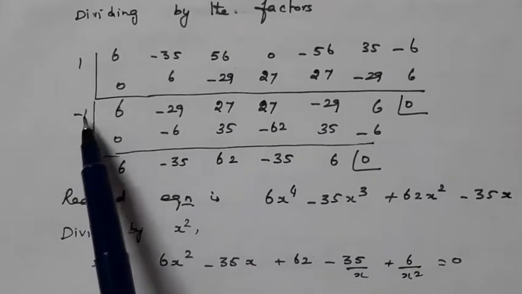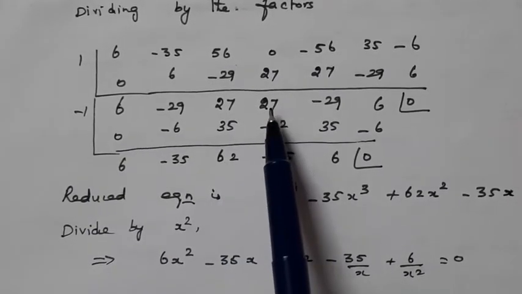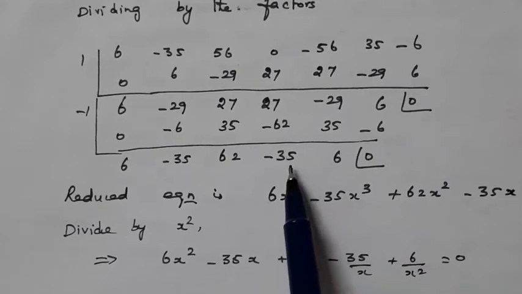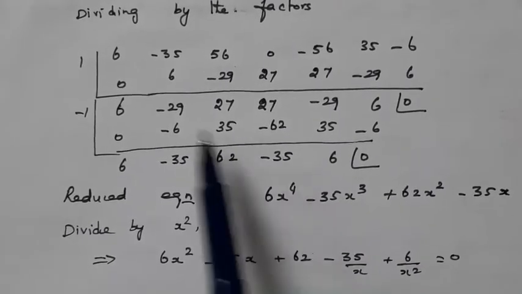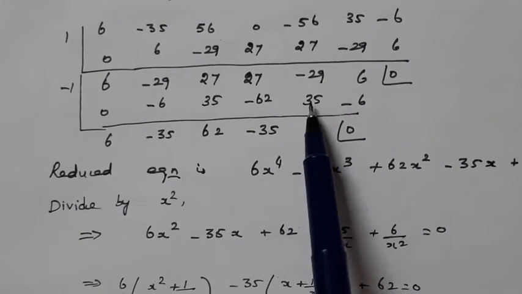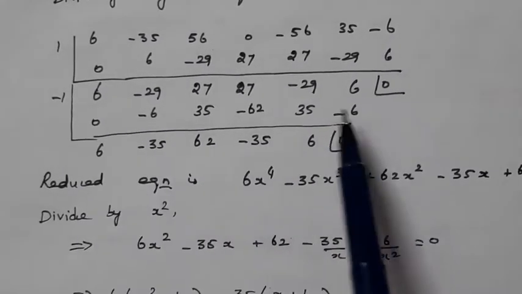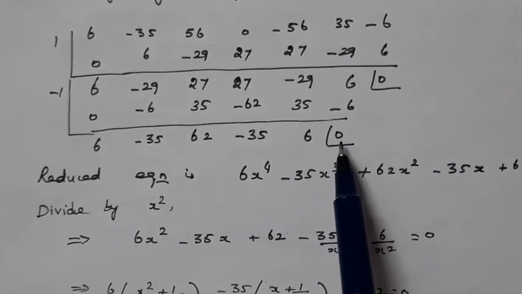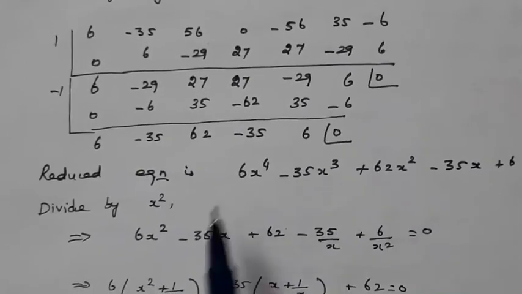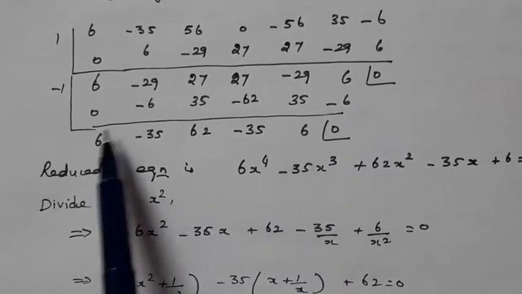Then 1 into minus 1 into 62 is minus 62. So adding 27 and minus 62, we have minus 35. So minus 35 into minus 1 is plus 35. Then minus 29 plus 35 gives 6. Then 6 into minus 1 is minus 6, and 6 minus 6 gives the remainder 0. So it has been reduced to an equation of degree 4.